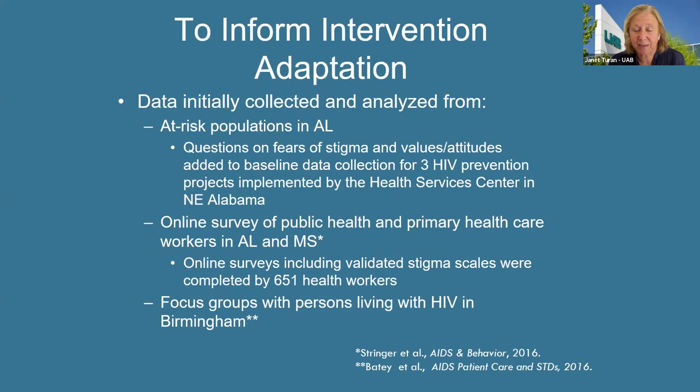So we collected data and analyzed it from at-risk populations in Alabama. We did a big survey of public health and primary healthcare workers, and we did qualitative research with people living with HIV. This work was jump-started through the CFAR funding, and we also had intramural funding from our School of Public Health, a little funding called the Back of the Envelope Award. So we pieced together little bits of funding so we could try to figure out what this adapted intervention would look like. Thank you. Next slide.